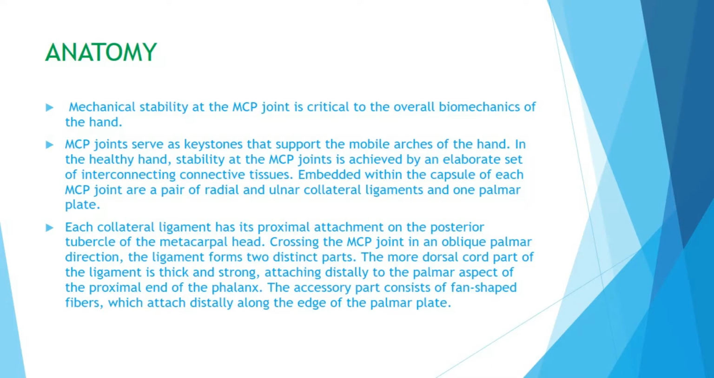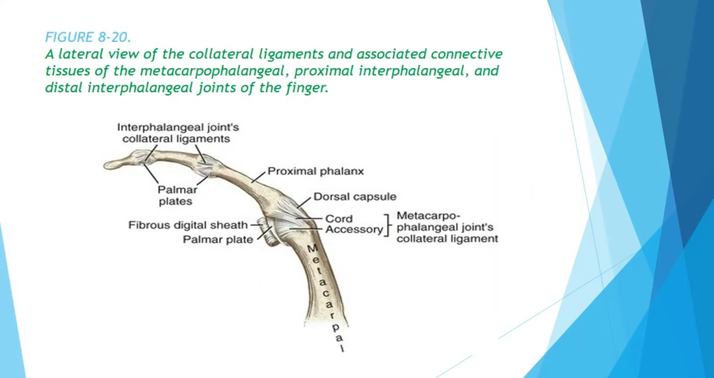Mechanical stability at the MCP joint is critical to the overall biomechanics of the hand. MCP joints serve as keystones that support the mobile arches of the hand. In the healthy hand, stability at the MCP joints is achieved by an elaborate set of interconnecting connective tissues.